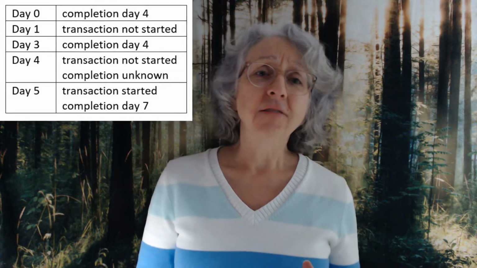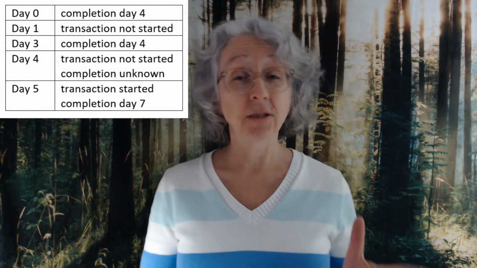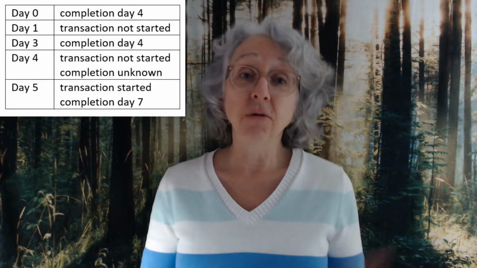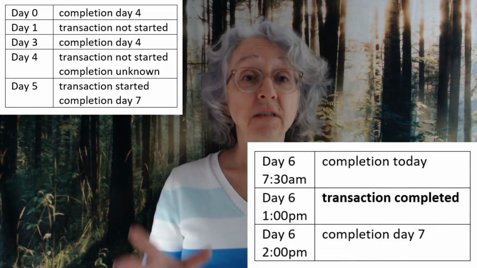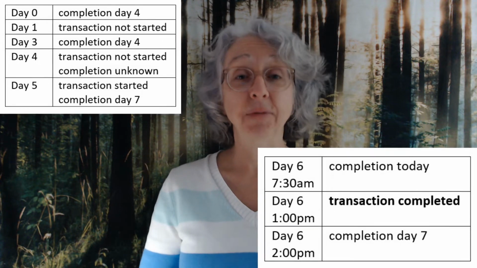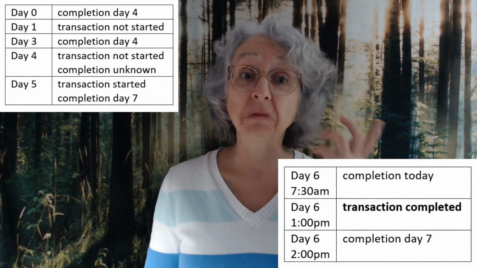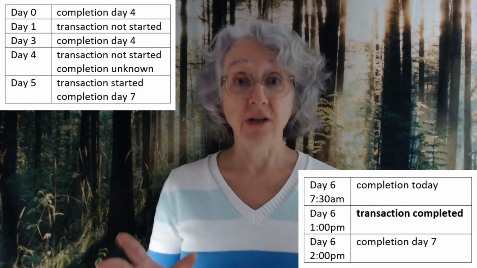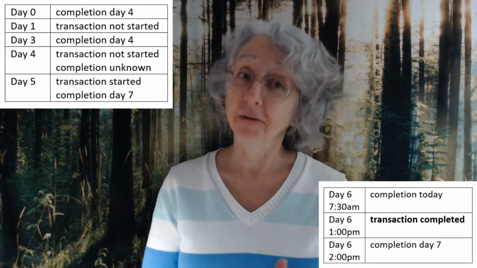On day 5, the transaction has now started and it's expected to complete on day 7. Now this is 3 days later than I was originally hoping for, but it'll happen. So then on day 6, I get a notice that the completion is expected to happen today. So this is a delivery, so it's the completion today. It's like, okay. Later that day, 1 p.m., the transaction completed. I actually got the delivery and I got a notification that I got the delivery.